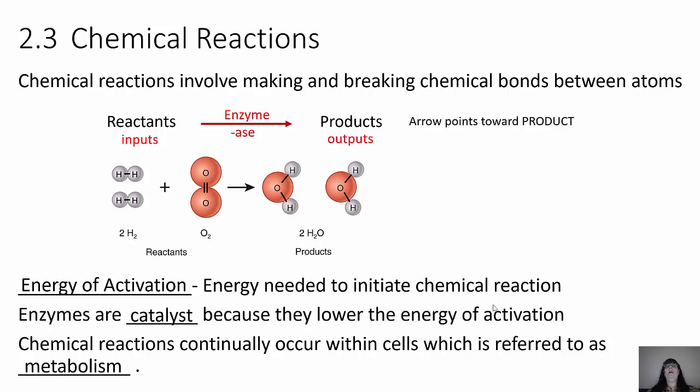So basically, if you think about pushing a rock up a giant hill, an enzyme is going to come in and cut that hill in half. So now you don't have to push the rock up as high. So it's going to go a lot easier and a lot faster. And that's what catalysts do. Chemical reactions, again, are always happening in our cells, and this is called our metabolism.